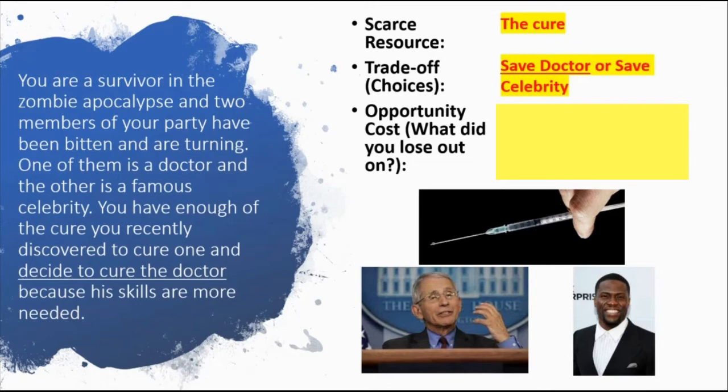I chose Kevin Hart. He's one of my favorite celebrities, and I think it'd be fun to be in a zombie apocalypse with him as part of your group. But if I couldn't save him and I chose to save the doctor, then I would be giving up that fun entertainment. Possibly money could be important at this time that came along with having that celebrity in your group and saving them. So we've given that up in order to save the doctor in this scenario.